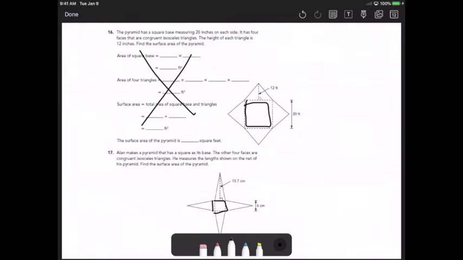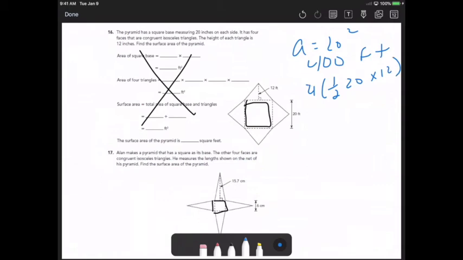Okay, so let's go over this one. The first one, which is number 16. I always work on the square first. So the square will equal area equals 20 squared. So 20 squared is 400, and that's feet squared. The triangles are going to be 4 times 1/2 times the base, which is 20, times 12, which is the height. Okay, so 4 and 1/2 is 2, so it's 2 times 20 times 12.